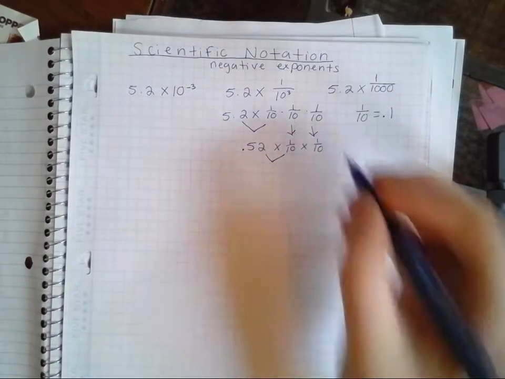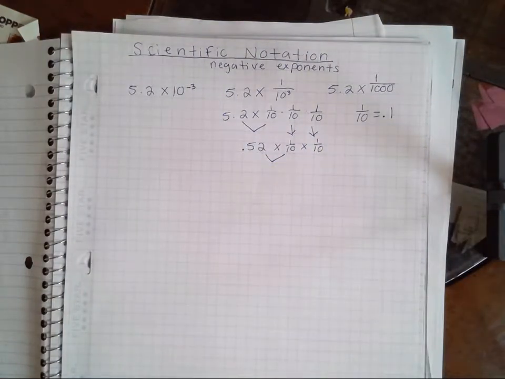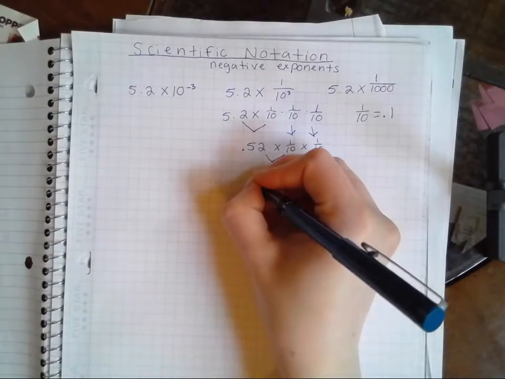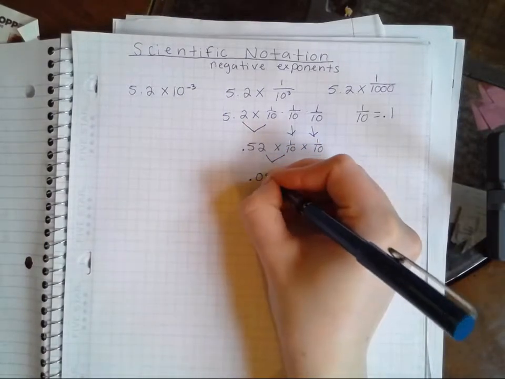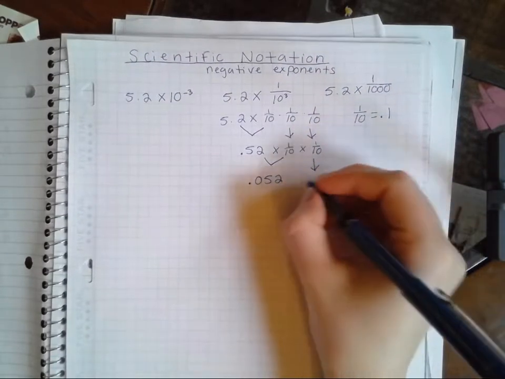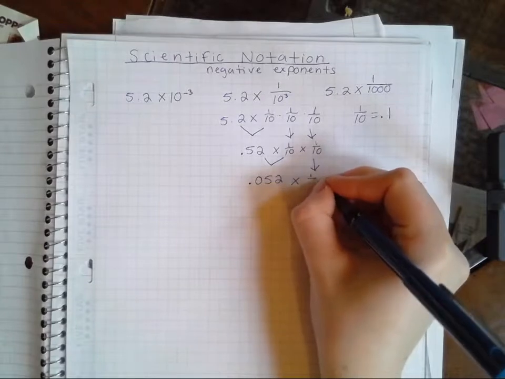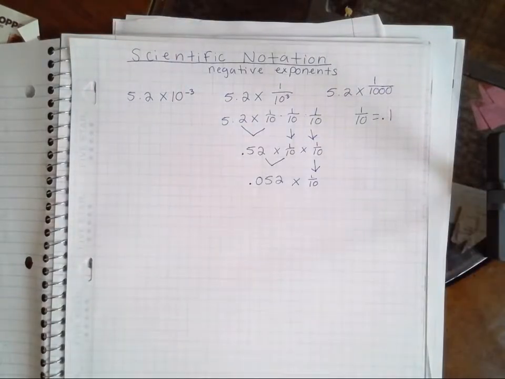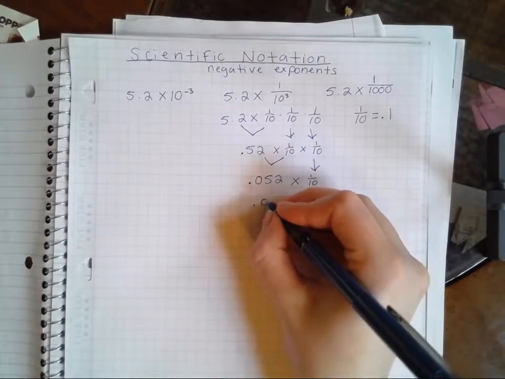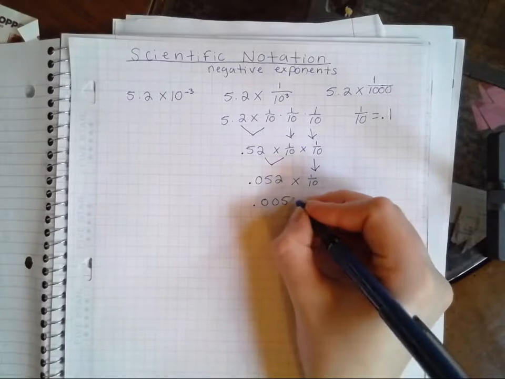Now, 0.52 times 1/10, we need to make it one decimal place smaller. So now we're going to get 0.052. Bring our last 1/10 down. Now 0.052 times 1/10, we need to make it smaller one more time, and we get 0.0052.